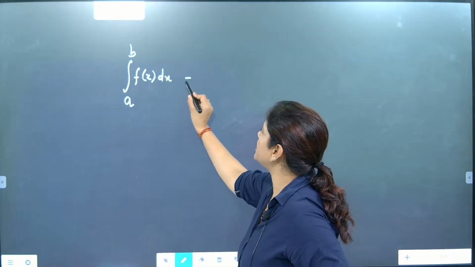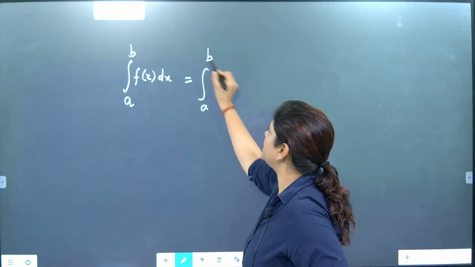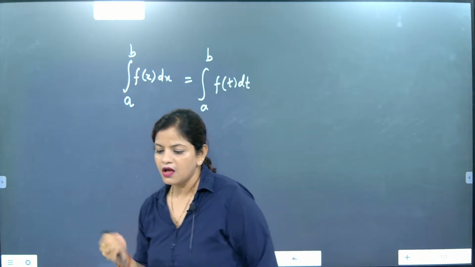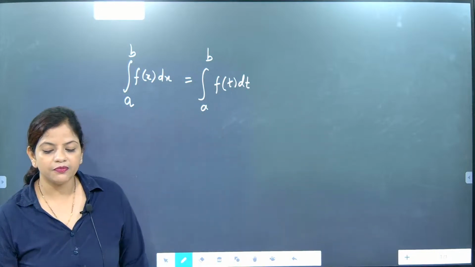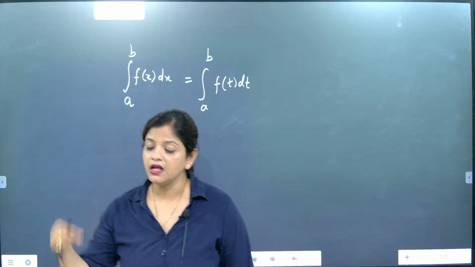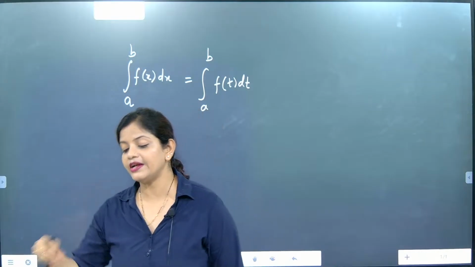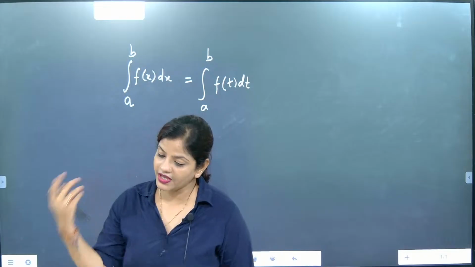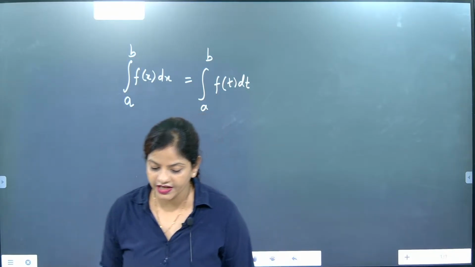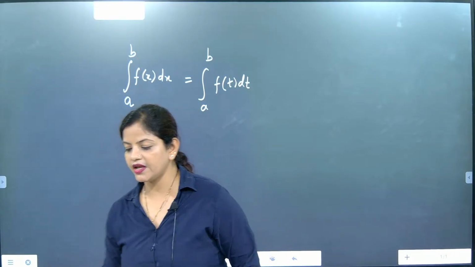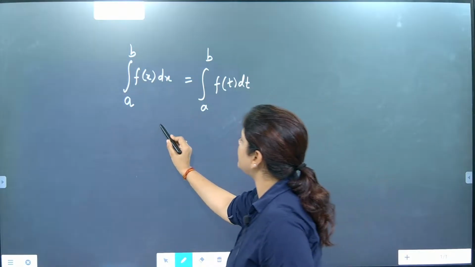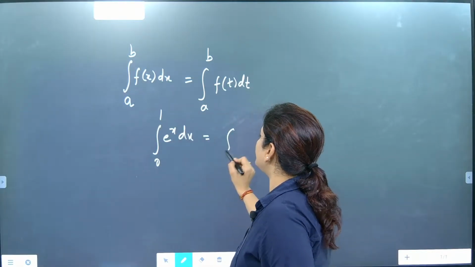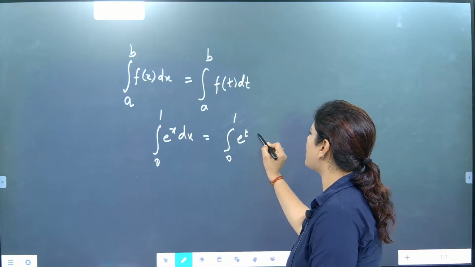Then this will be equal to a to b f of t dt. That means a change of variable will not change anything. That means either you write an integration with x or you write integration with t, with the same lower bound and upper bound and the same function, it does not change anything. That's the most important thing here. So if somebody writes 0 to 1 e to the power x dx, it will be equal to 0 to 1 e to the power t dt.